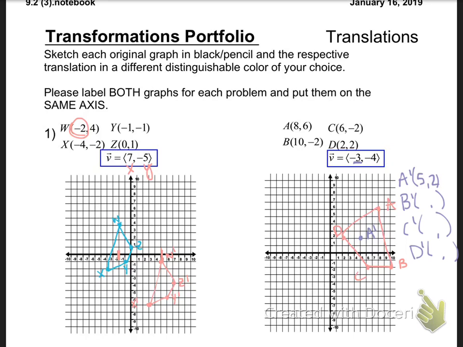Okay, if I look at B, 10 plus negative 3 is 7. Negative 2 plus negative 4 is negative 6. So right 7, oops, down 6, B prime. C, 6 plus negative 3 is 3. Negative 2 plus negative 4 is negative 6. So right 3, down 6, C prime. Okay, D, 2 plus negative 3 is negative 1. 2 plus negative 4 is negative 2. So left 1, down 2, D prime.